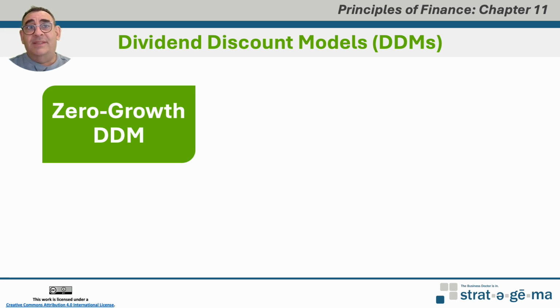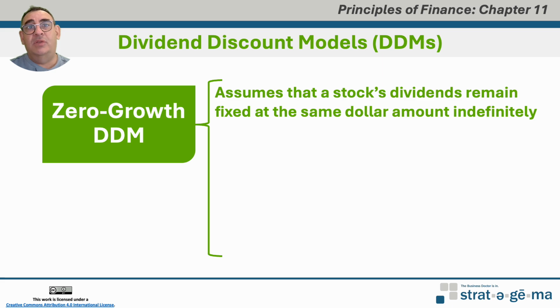So if we start with the zero growth dividend discount model, the whole idea of these discount models, the word discount means present value. So these are different ways that we're going to go about calculating the present value of the future cash flows associated with stocks that pay dividends. So a zero growth DDM assumes that a stock's dividend remains fixed at the same dollar amount indefinitely. Does that make sense? Actually, for certain kinds of stocks, it does. We'll see that a little bit later. I'm not going to give it away.